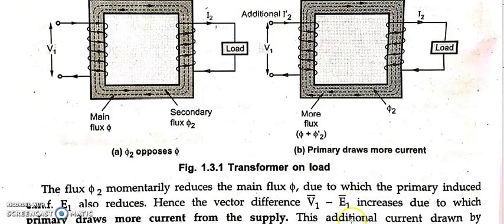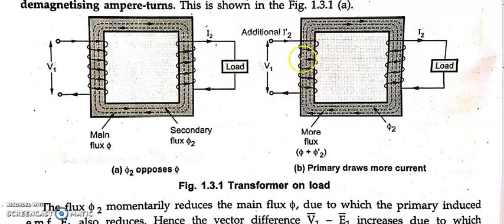So due to this increase in the vector difference between V1 and E1, what happens? Your primary winding is forced to draw an extra current, I2 dash. Why are we calling it I2? Because this is due to the secondary current. Everything happening here is due to the secondary current itself, so we call it I2. Again, why dash? Because it is opposite to I2.